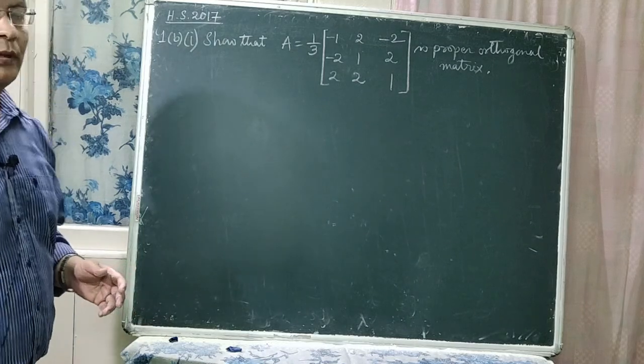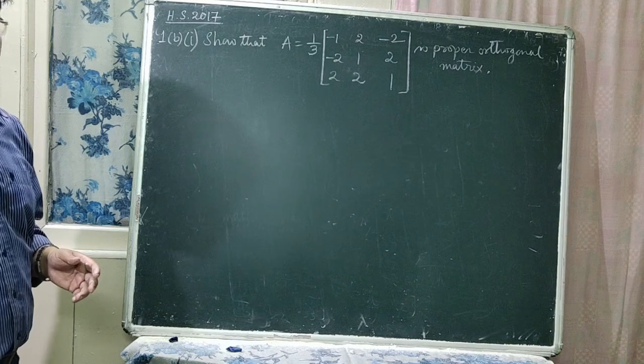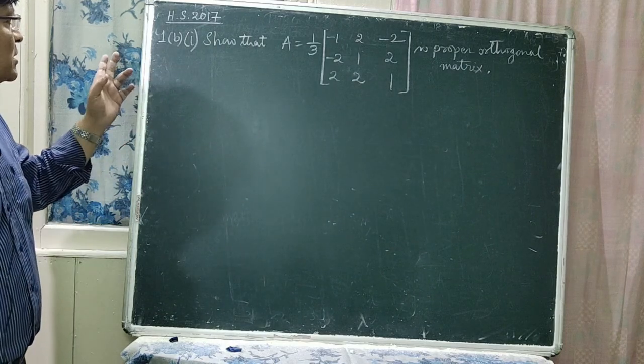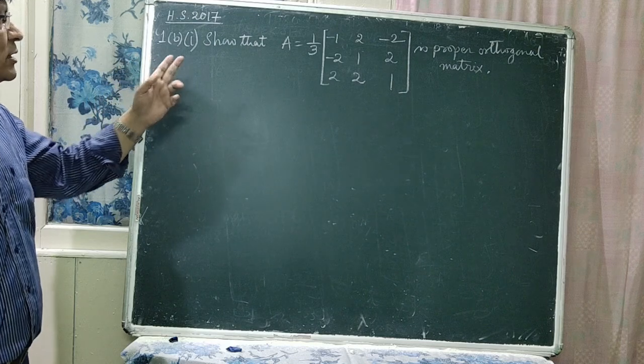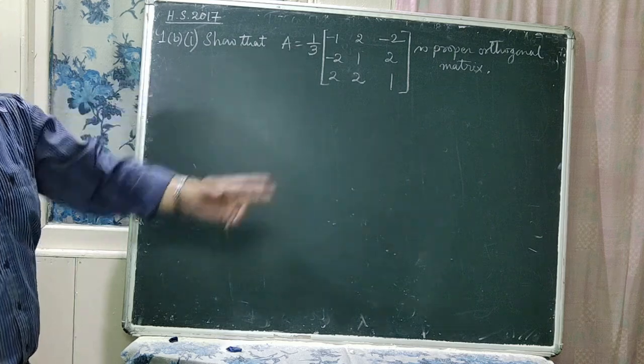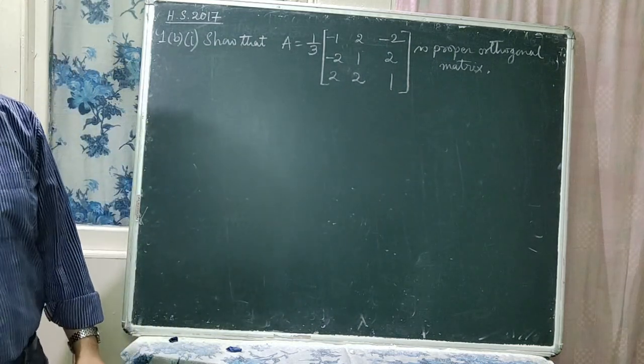And now we will do the question from HS 2017. So this question carries 2 marks only, right? So in this case, 1B number 1, you have to show that this given matrix A is a proper orthogonal matrix? Okay, so first of all you should know orthogonal matrix.